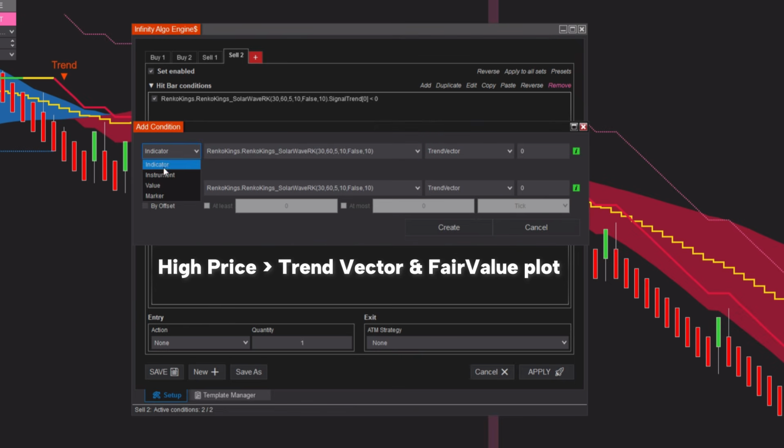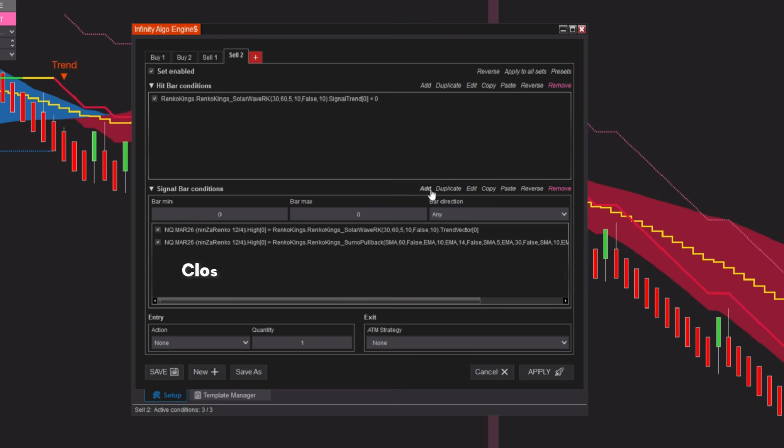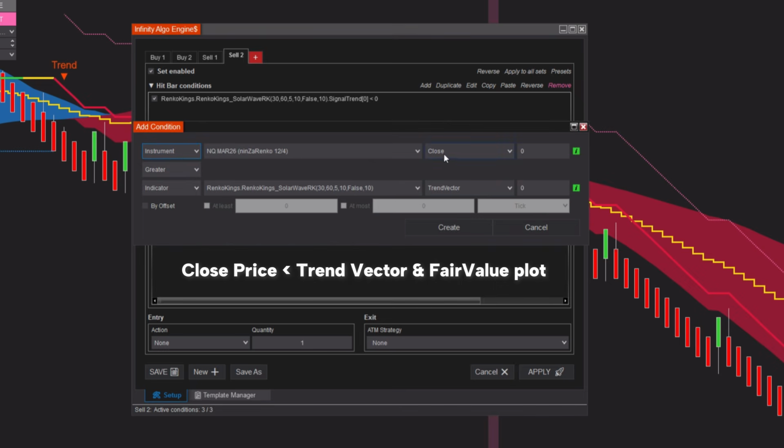Next, to confirm that the breakdown is valid, the closing price of that bearish candle must close below both the trend vector and the fair value plot. When both conditions are met, we can clearly identify a valid bearish candle, one that breaks cleanly through both plots within a single candle, rather than just producing a temporary reaction or a false break.